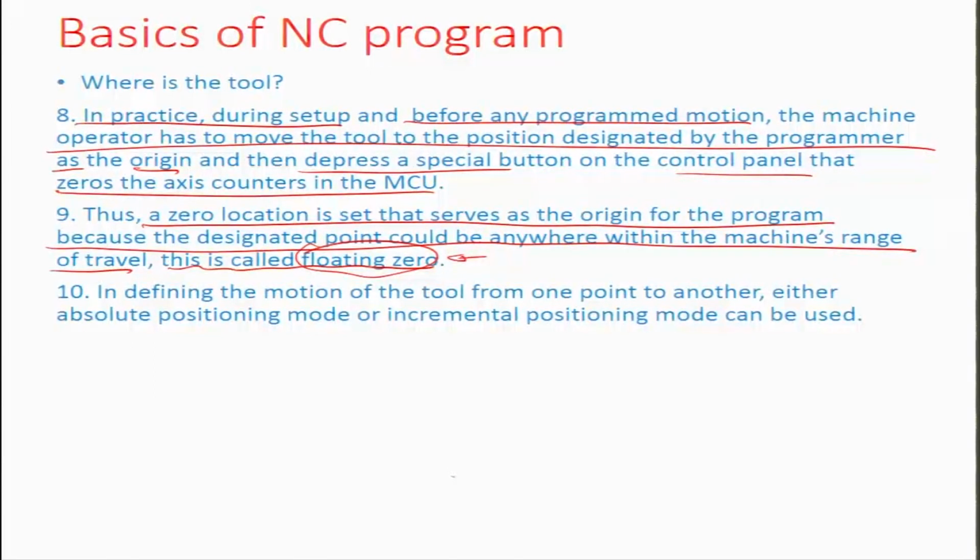So, based on this concept, in terms of defining the motion of the tool from one point to another, you have two broad modes which you could use. One is called the absolute positioning mode, which is in reference to a fixed zero, and the other is the incremental positioning mode, which is always in reference to the last position, which could then be treated as a floating zero for the next operation to take place. So, these are some basics which are needed for any NC programmer to start understanding.